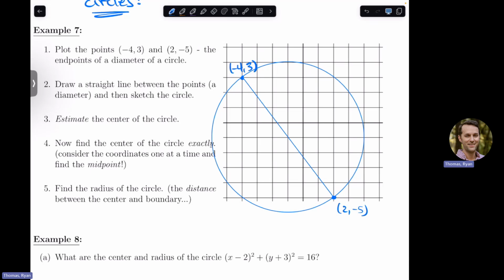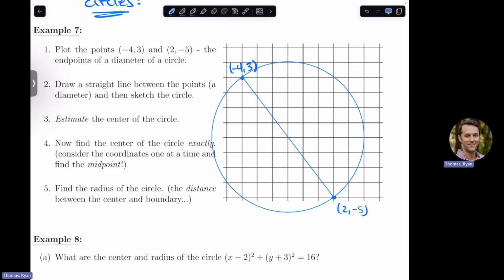Okay, so we're given 2 points that are on the circle itself, directly across from one another through the widest part, going through the center. They're on endpoints of a diameter, so that's what that means. Draw a straight line between them. That straight line is a diameter then.